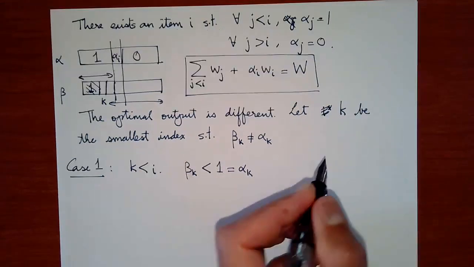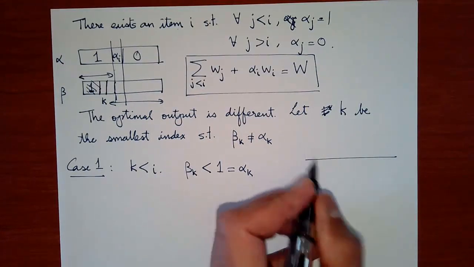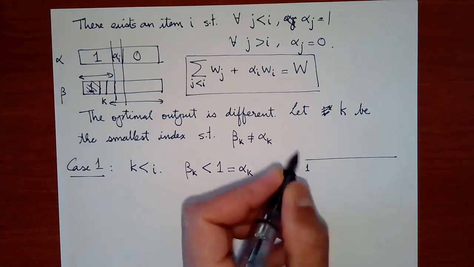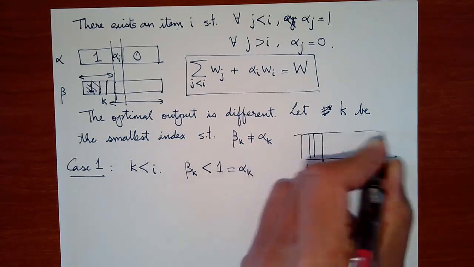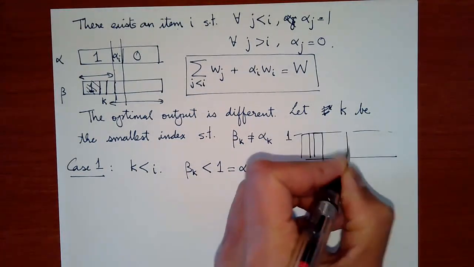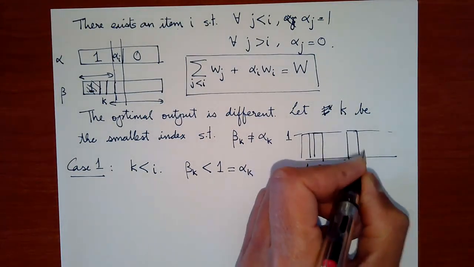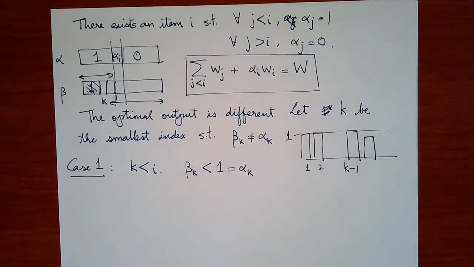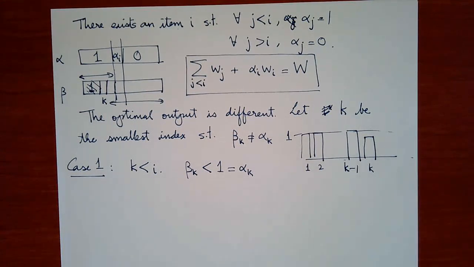I'm going to say this again. I'm going to sort of draw a picture here. I'm looking at the allocation of beta. So this is going 1, it took everything. 2, it took everything. So think of this being 1, taking everything, all the way up to k minus 1, it took everything. Here it took something less. Here it took something less.